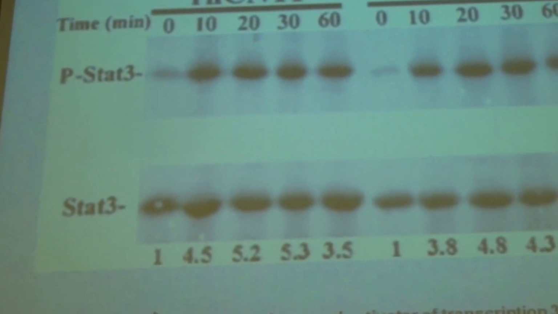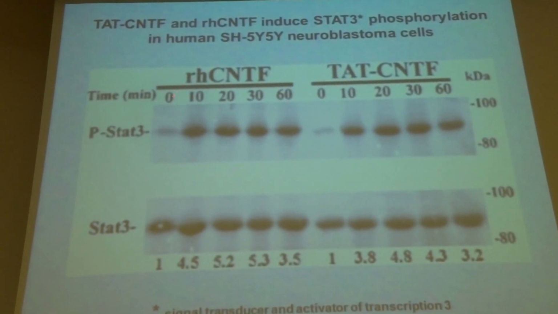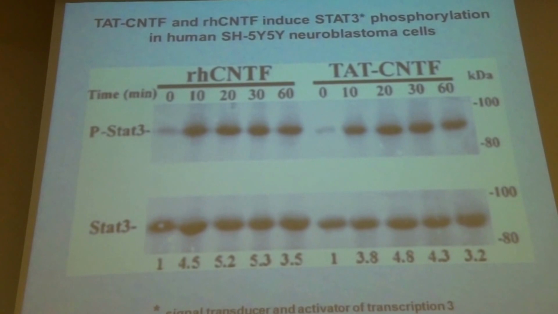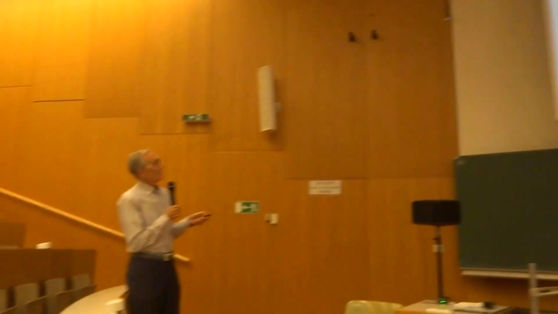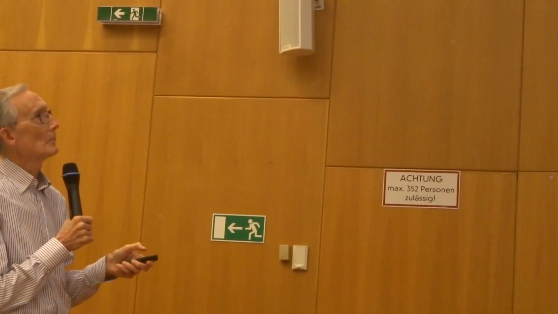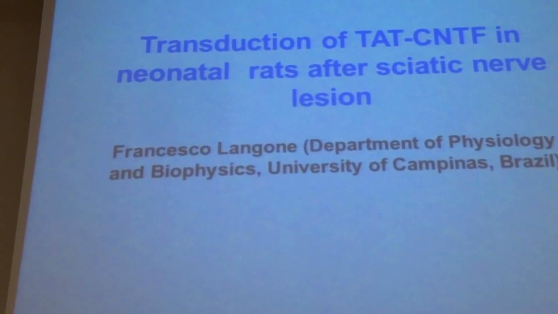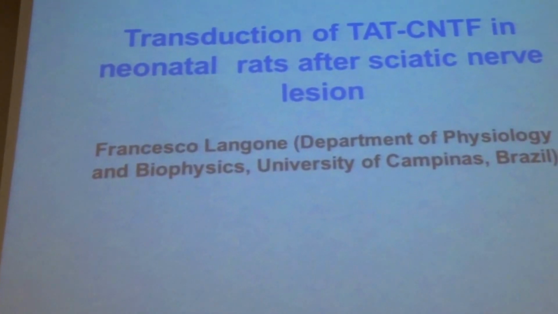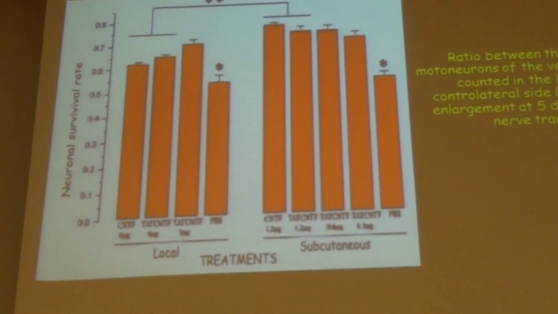The CNTF fusion protein is also active and produces phosphorylation of STAT3, which is a signal transducer and activator of transcription 3, in these neuroblastoma cells, as well as CNTF. STAT activation is part of the signaling cascade of CNTF, which is quite different from the neurotrophins. So as a model in vivo, we chose the sciatic nerve lesion in rats together with this group in Brazil. What you do is take rats at 2 days of age, transect the sciatic nerve, and look at survival of motor neurons between days 2 and 7.